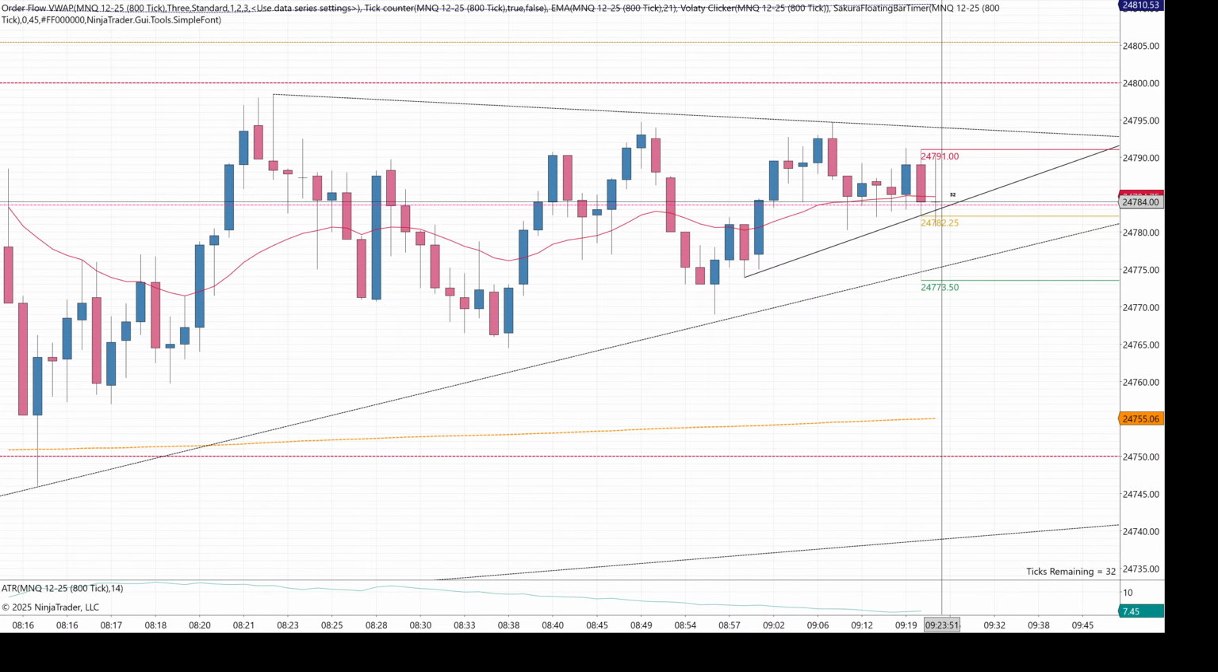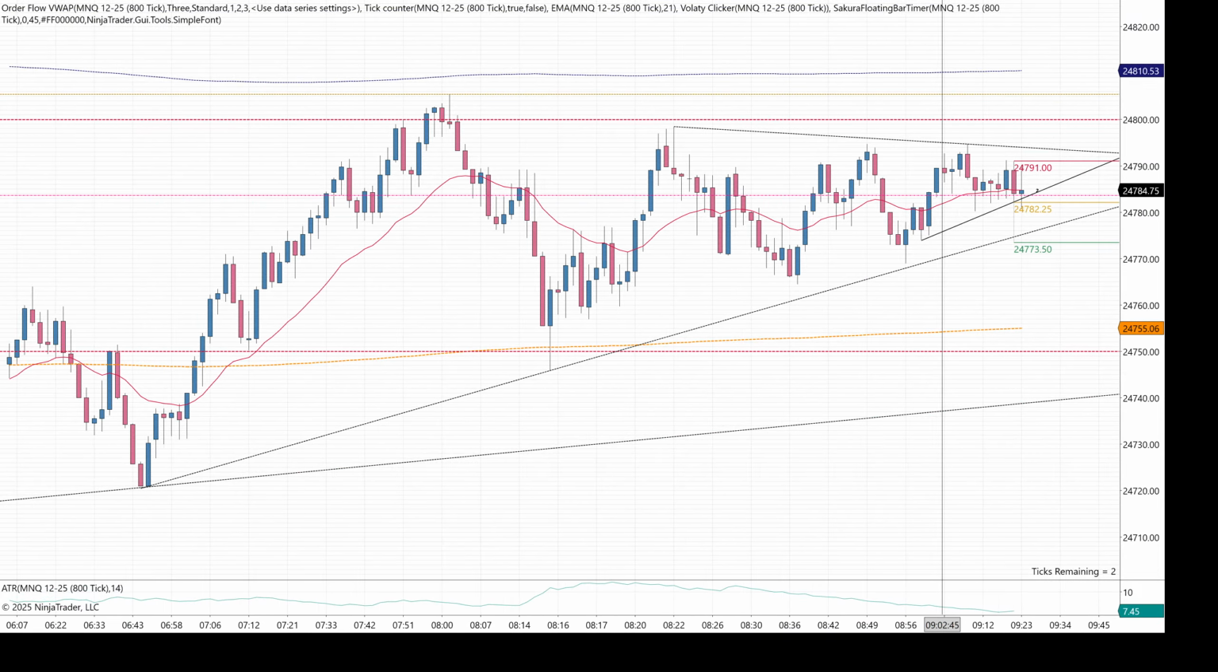So we're currently in this bearish trade right now. I typically don't like taking trades 15 minutes before market opens. Let's see if there's any news today.